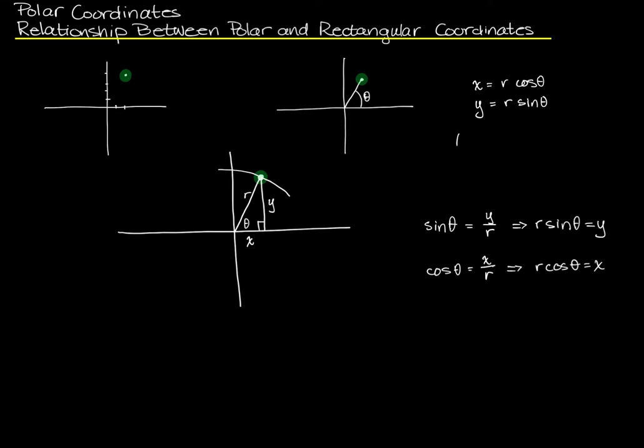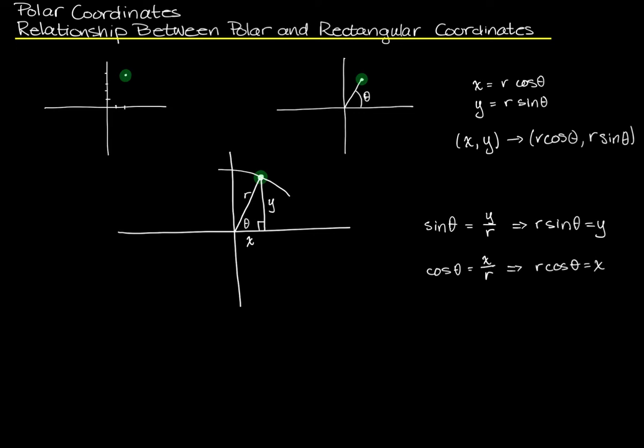Now, this doesn't come as much of a surprise because we've already learned that x, y can be written as r cosine theta, r sine theta. That's not new. What is new is that I can use this as a way of converting between rectangular coordinates and polar coordinates, or actually in this case, converting between polar coordinates and rectangular coordinates.